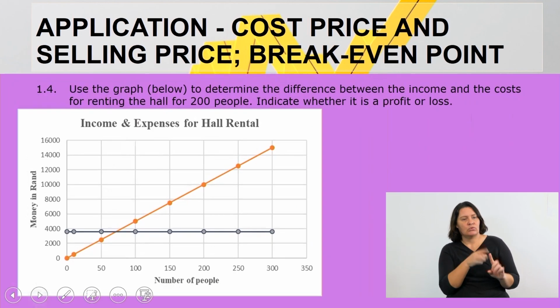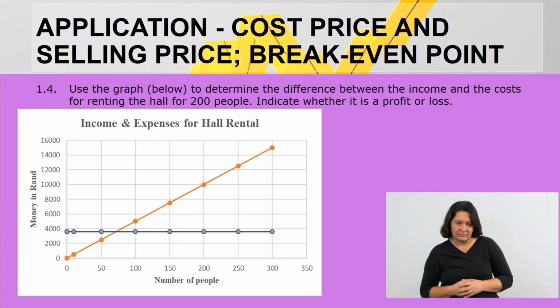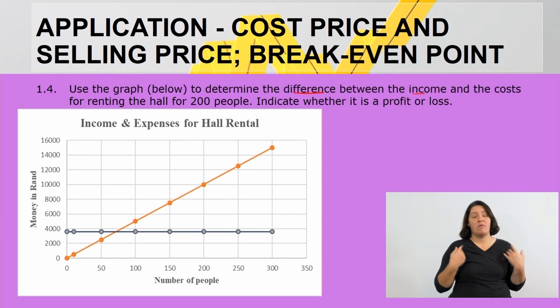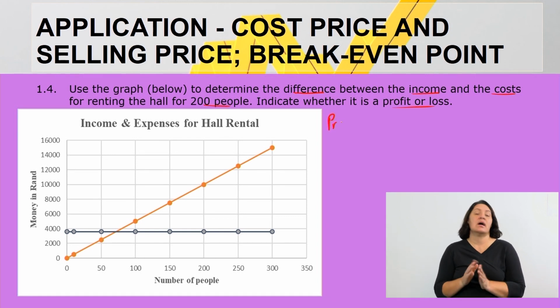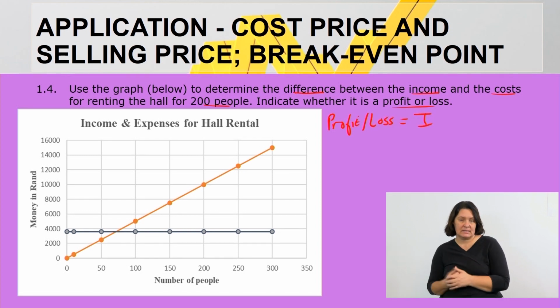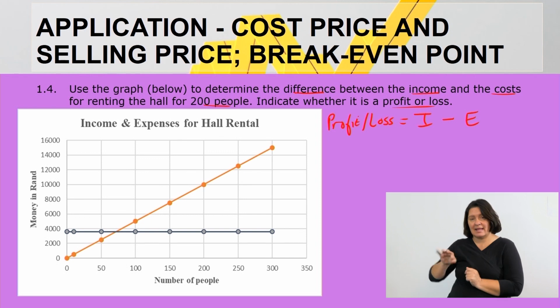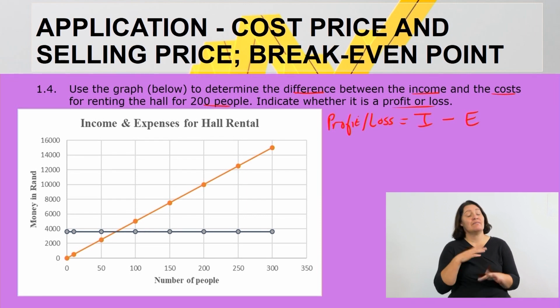Okay, let's look at the next question. It says, use the graph to determine the difference between the income and the cost for renting the hall for 200 people. Indicate whether it is a profit or a loss. Right, so let's look at this question quickly. So remember, formula first. So I'll say profit or loss equals my income, and I'm going to abbreviate it, minus my expenses. Okay, so profit or loss equals my income minus my expenses.